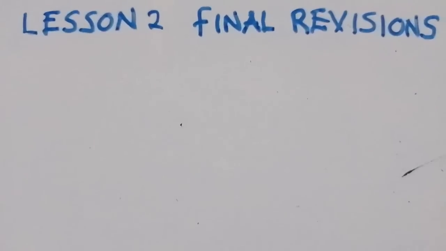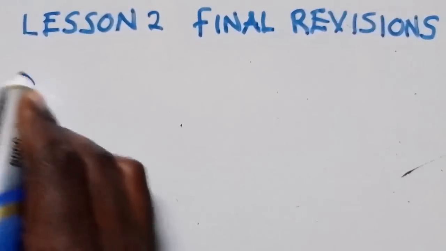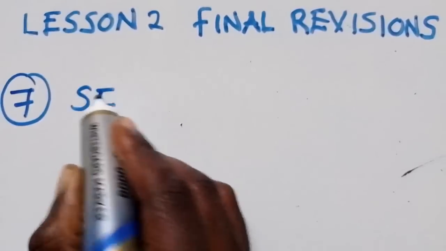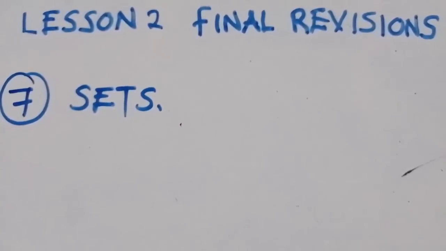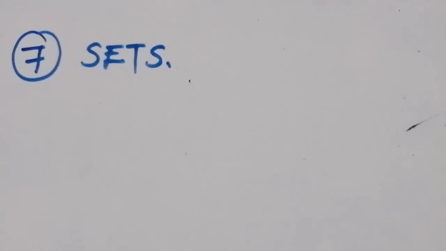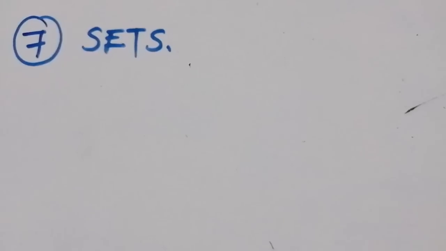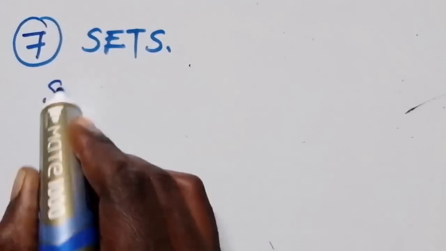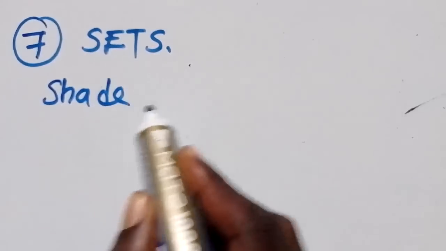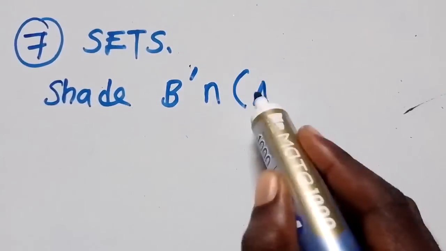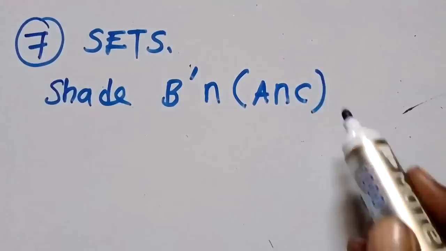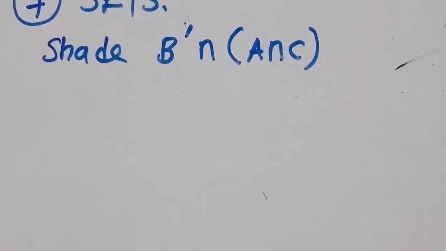So what is our 7th topic? It's falling under sets. So the first question I'm having here is saying shade B complement intersection A intersection C. This is what I'm told. How can I shade this?